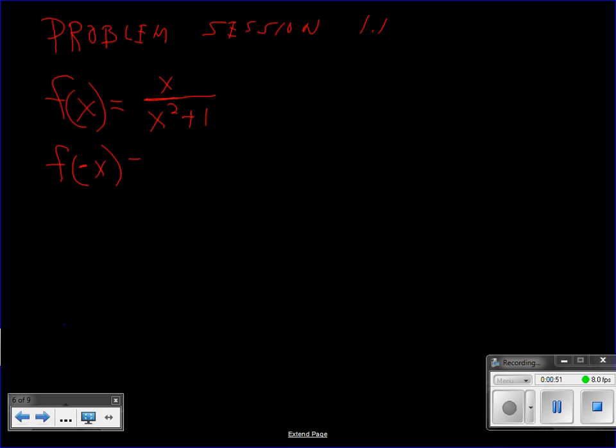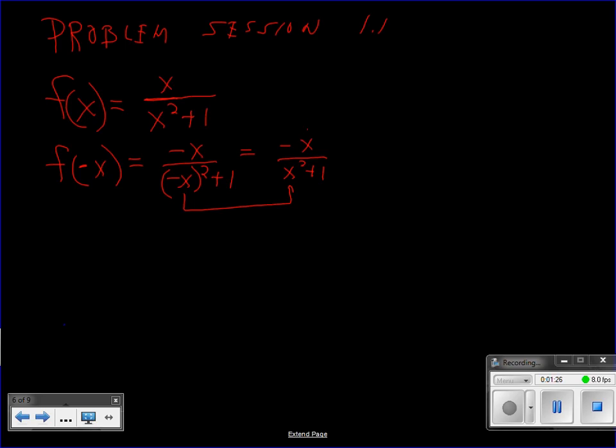Let's see what happens. If I put in the negative value of x, I get negative x squared plus 1. What's going to happen there? I get negative x on top. Now I know this can be simplified, right? A negative x, if I square, it's just going to become x squared. x squared plus 1.